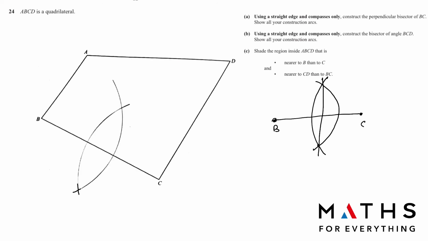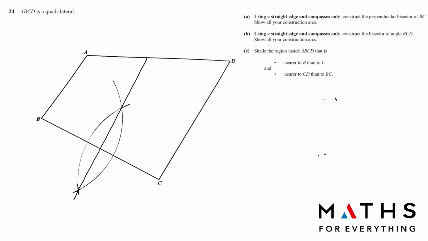I've drawn it, and now we draw the line passing through between the two arcs. So this is part A. Now for part B, we want to find, using a straight edge and compass only, the bisector of angle BCD. Show all your construction arcs.